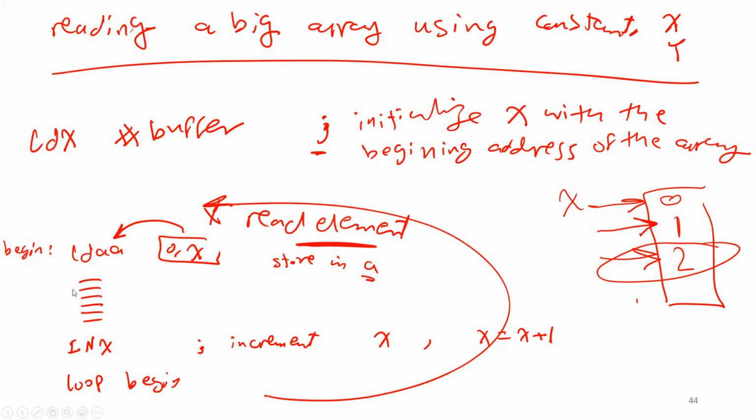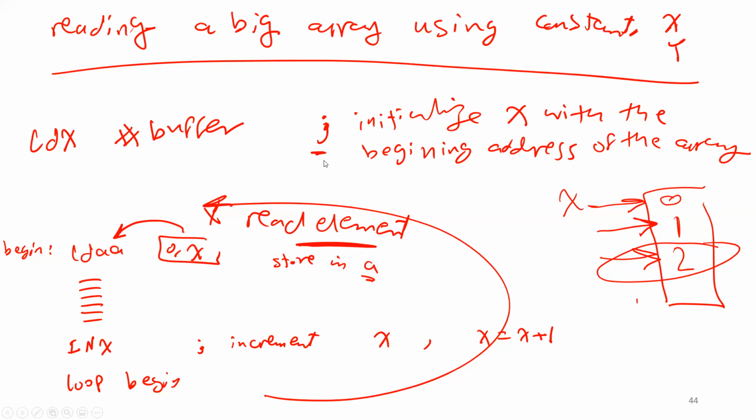Any question? So every iteration here, I'm gonna read the element pointed by X. I'm gonna take one element, do some work on this element, and then increment X so that next time I'm gonna work on the next element. Is that okay? Any question?